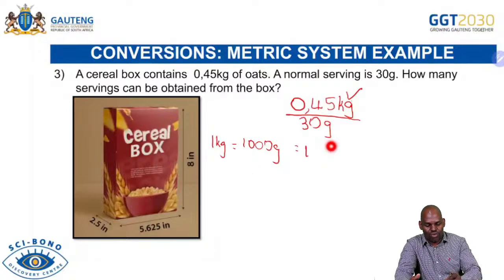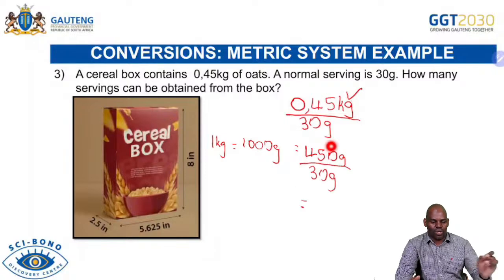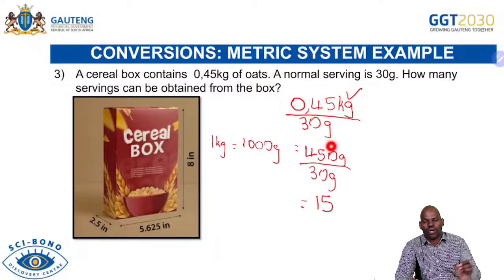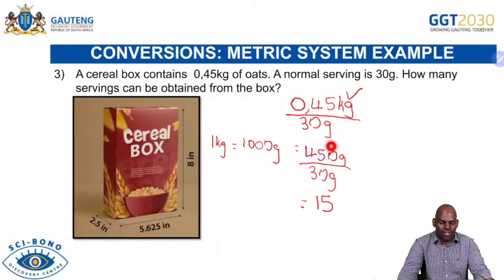So this is the same as 450 grams divided by 30 grams. Then we see how many servings we're going to get. If we take a calculator, 450 divided by 30 gives us 15 servings. So it means if you have to take 30 grams every morning, that will only last you for 15 days.